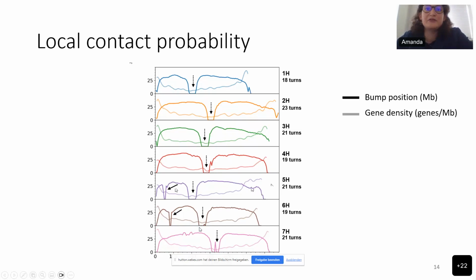And especially for chromosome number 5H, there is this kind of different decrease in the helical turn length, and it matches the amount of genes that we found in this chromosome. So here in this graphic, we show the bump position, which relates to the helical turn size, and the gene density. So we found that this pattern of the helical turn correlates with gene density.